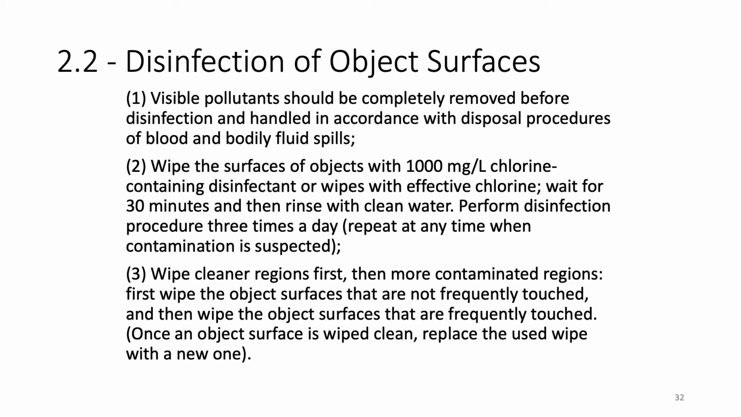2.2 Disinfection of Object Surfaces. 1. Visible pollutants should be completely removed before disinfection and handled in accordance with disposable procedures of blood and bodily fluid spills. 2. Wipe the surfaces of objects with 1,000 milligrams per litre chlorine-containing disinfectant or wipes with effective chlorine. Wait for 30 minutes and then rinse with clean water. Perform disinfection procedure 3 times a day. Repeat at any time when contamination is suspected.